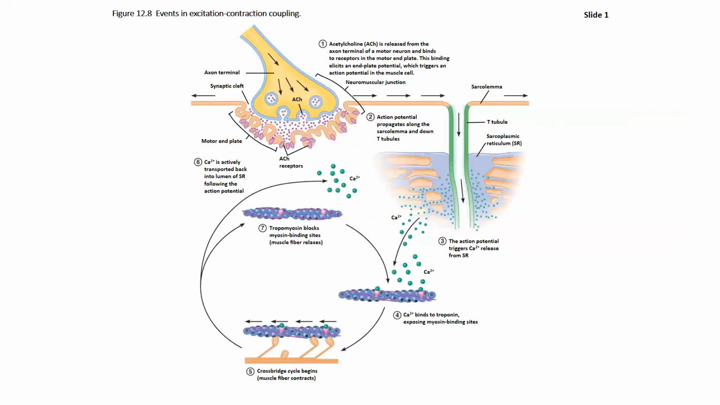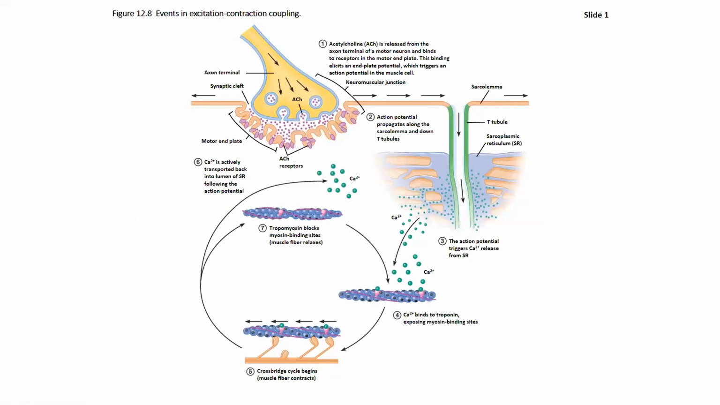What do we call the depolarization of the motor end plate? An end plate potential. So we generate an end plate potential here, and that end plate potential, that depolarization, will then propagate down the length of the sarcolemma. And as we should remember at this point, the sarcolemma is nothing but the plasma membrane of muscle.